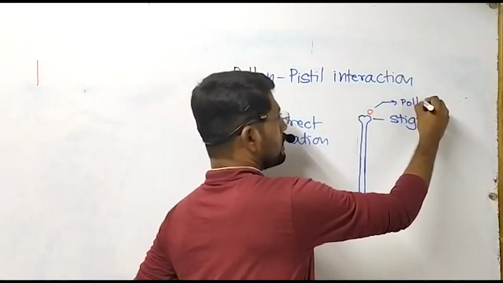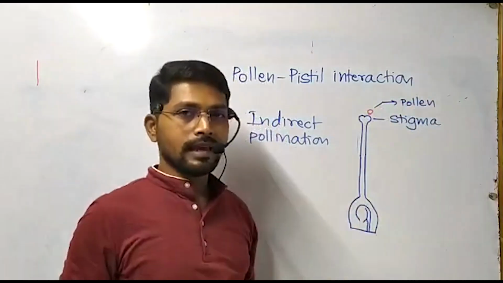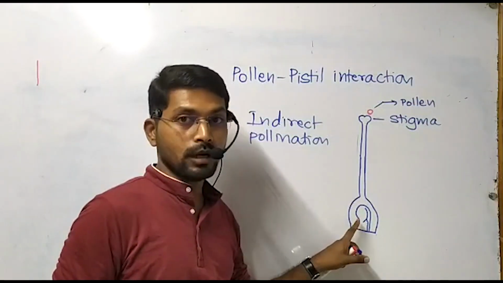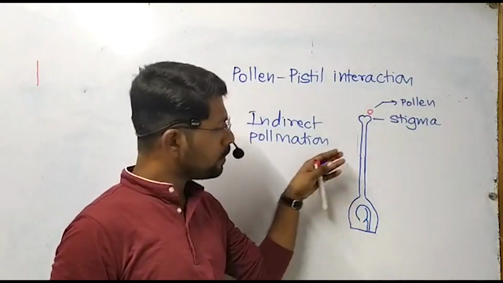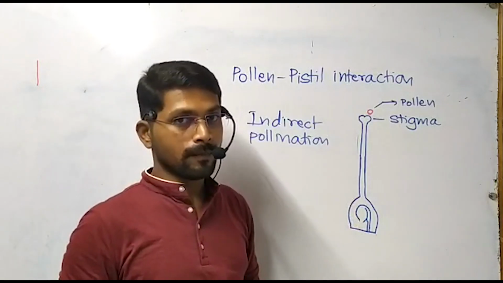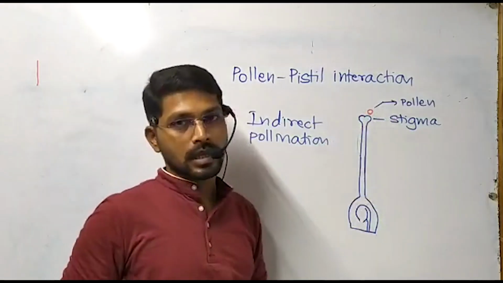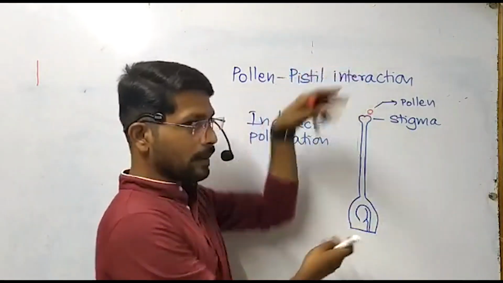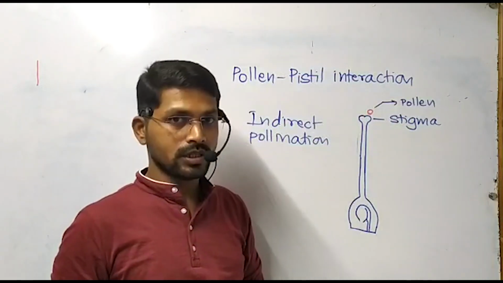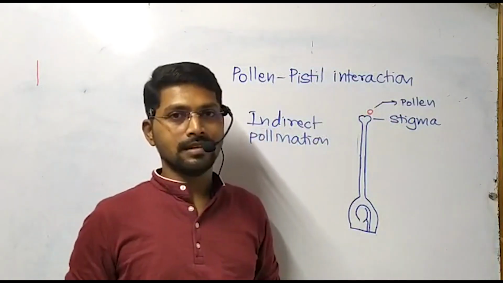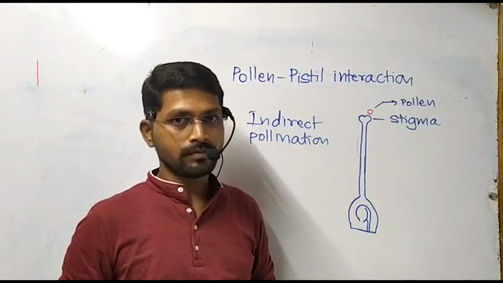Now you can observe in the diagram, the pollen grain in angiosperm is not coming in direct contact with the ovule. The ovule is deeply situated in the ovary and the pollen is resting on the stigma. As there is a large gap, they are not coming in contact with each other. Therefore the pollination is considered as indirect pollination.